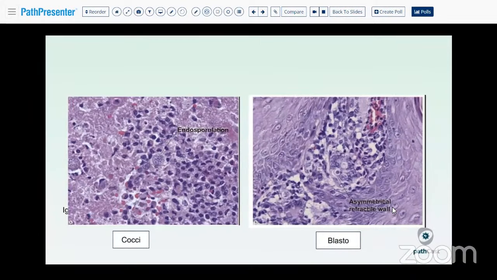Here is our choice, cocci and blasto side by side. Using our internal ruler, our cocci, which by the way can have endosporulation as a clue. Blasto does not, but cocci does not always have endosporulation. So the size is an important thing to remember, about 5 lymphocytes across for cocci and about 1 to 2 lymphocytes across for blasto.